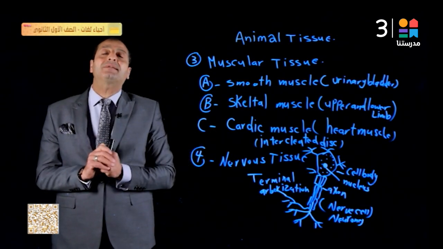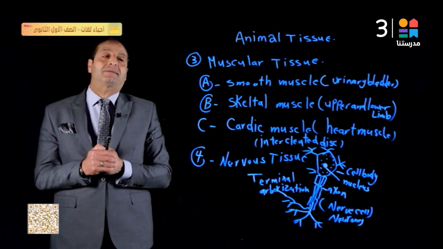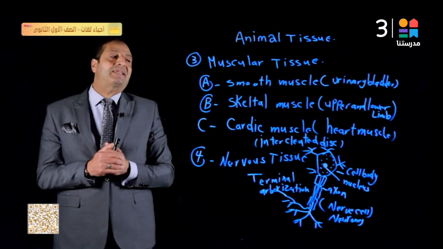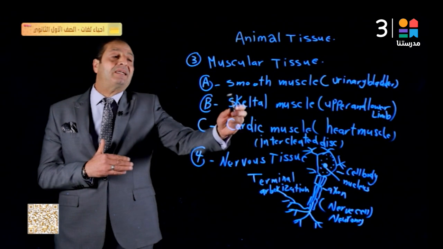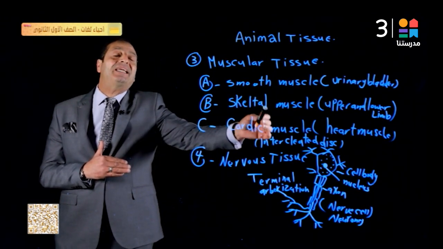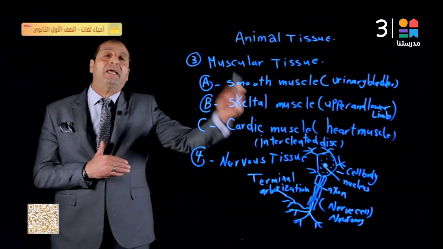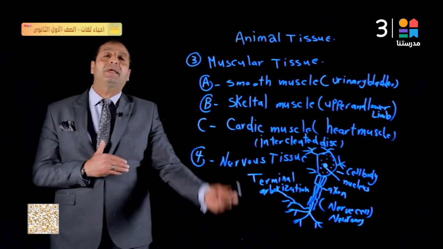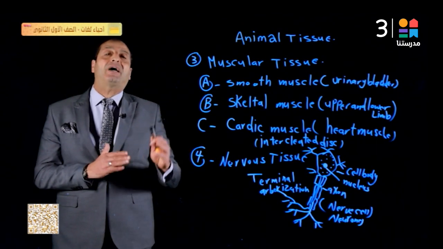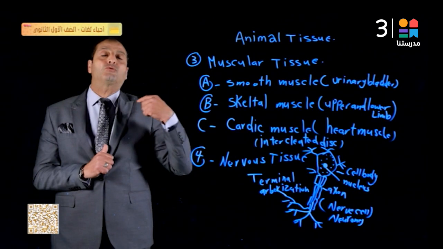the urinary bladder and inside the blood capillaries and the blood vessels. Number B, skeletal muscles. Skeletal muscle has the ability to contract and relax, so it is striated, voluntary, found in the upper limb and lower limb. We can move the upper limb and lower limb with control.